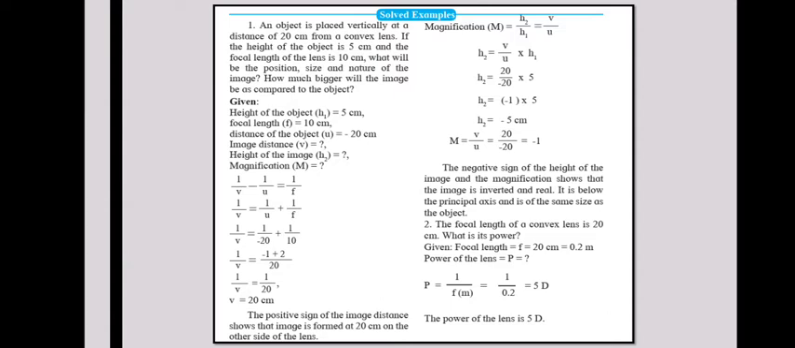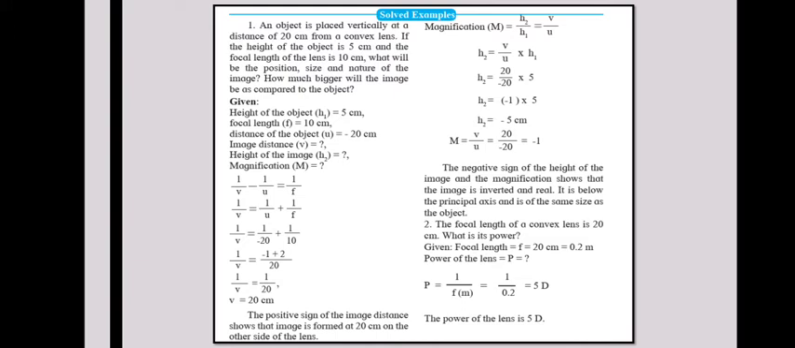Now the same way you can solve the examples. This is very easy. You can solve it properly now. See, an object is placed vertically at a distance of 20 centimeter from a convex lens. Vertically. So the distance of the object will become 20 centimeter and that will be negative, okay?